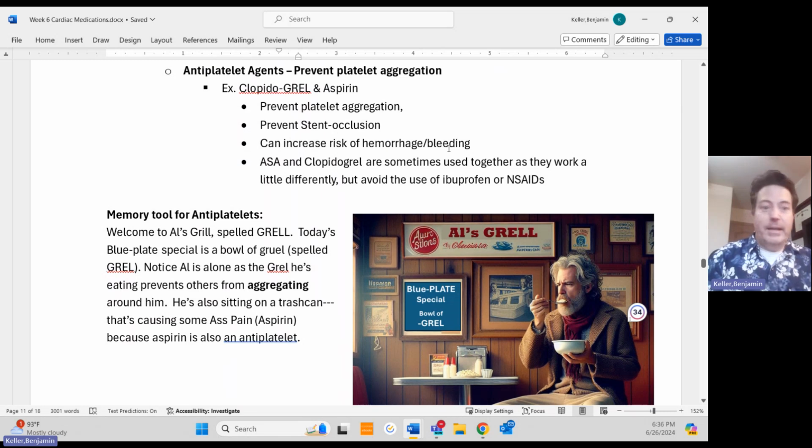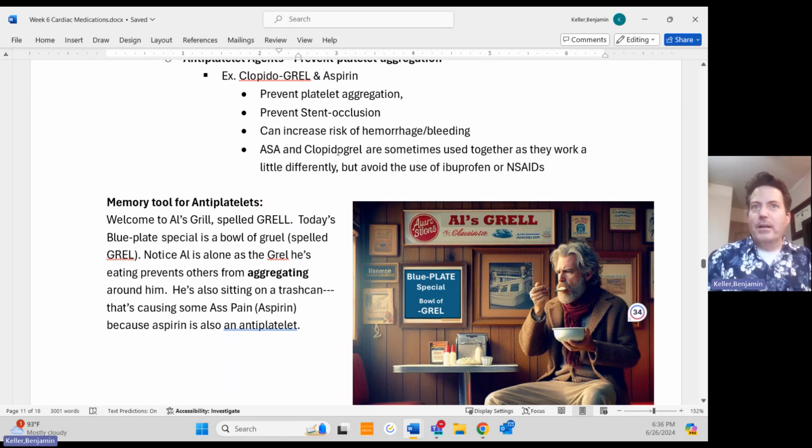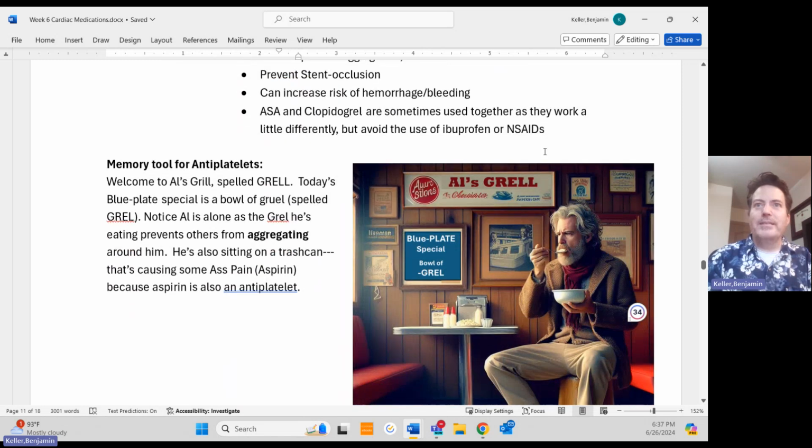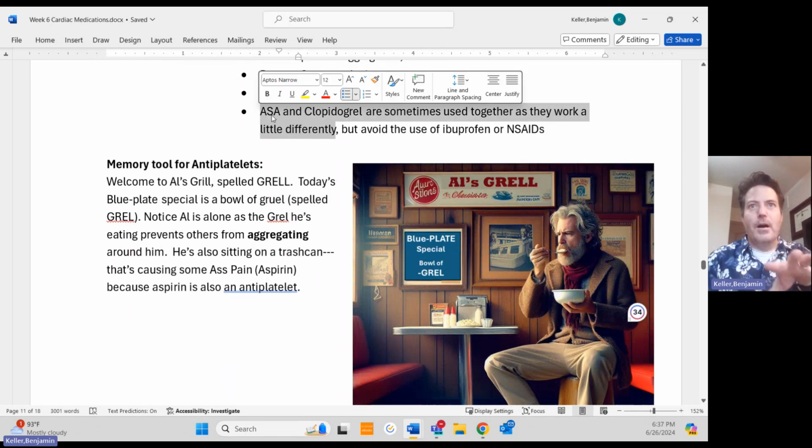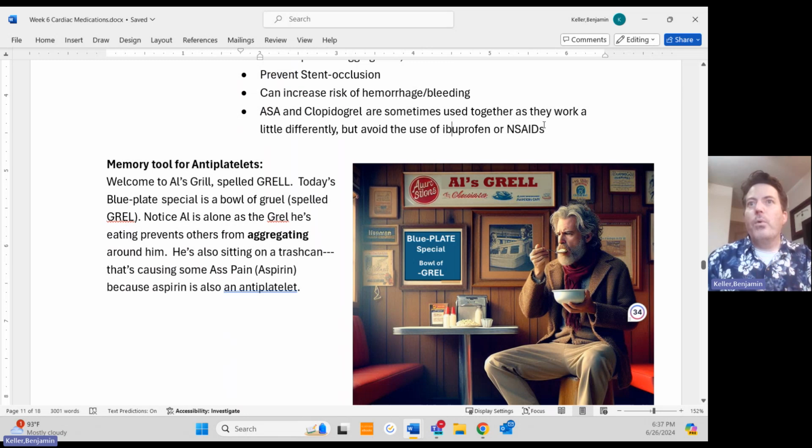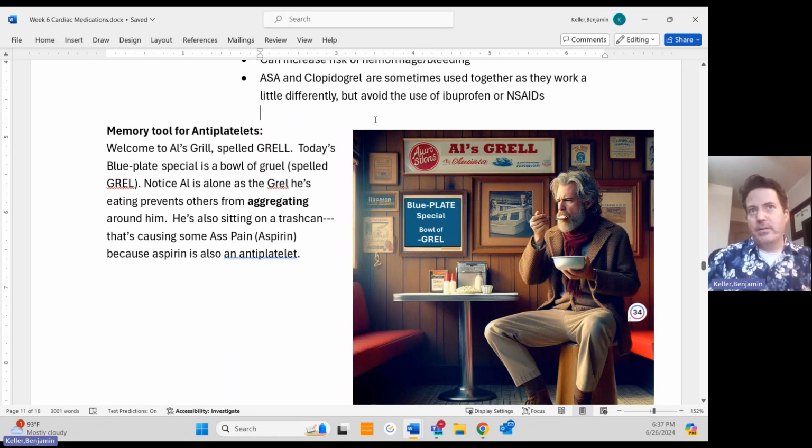It can increase the risk of bleeding or hemorrhage because it stops the platelets from aggregating. So ASA or aspirin and clopidogrel are sometimes used together, because they work a little bit differently. But you want to avoid the use of ibuprofen or NSAIDs. You might come across a question on your NCLEX that says, which of the following should the patient use for a headache? Tylenol's not an option, but you see ibuprofen or naproxen, run away. You don't want naproxen or ibuprofen or any other NSAID there. Aspirin, probably not ideal, but Tylenol would be better.